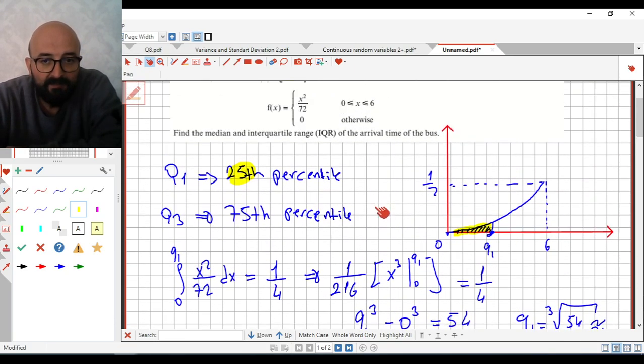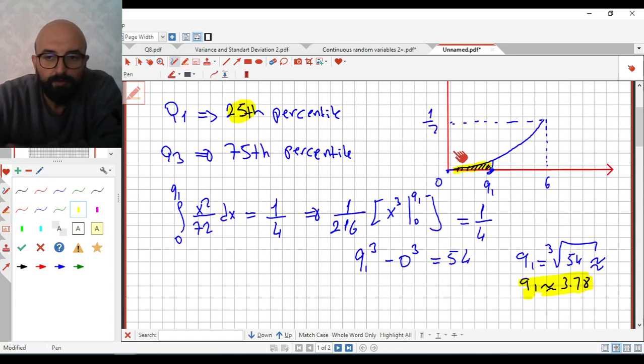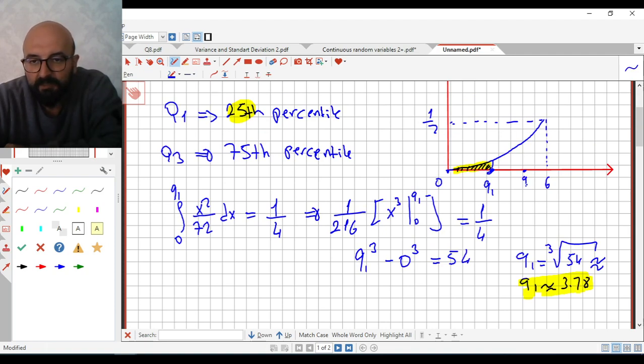Okay, now we should find Q3. Q3 might be here, and this area should be the 75th percentile. Or you can think of the other way: the area from Q3 to 6 should be 1 over 4, or this area should be 3 over 4. You can use this section or this section. It doesn't matter. It isn't different.